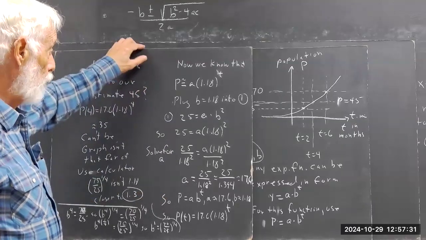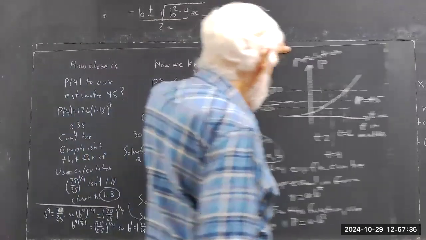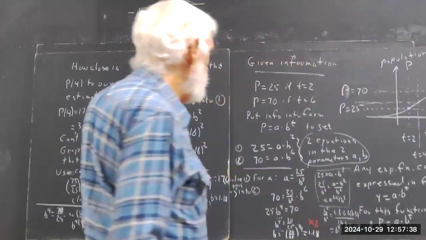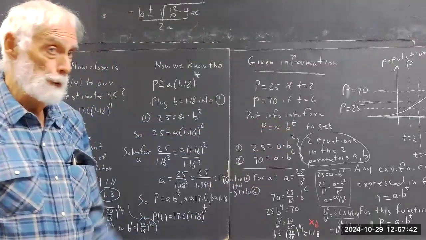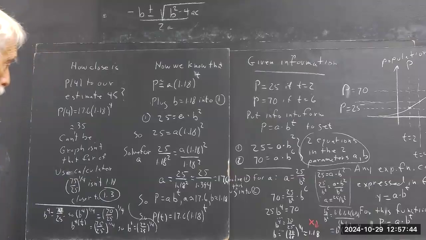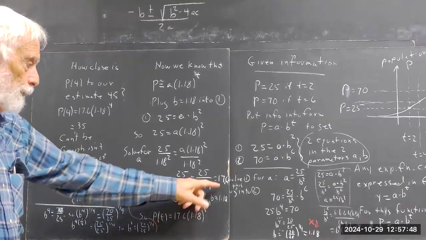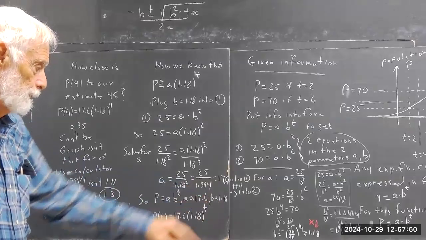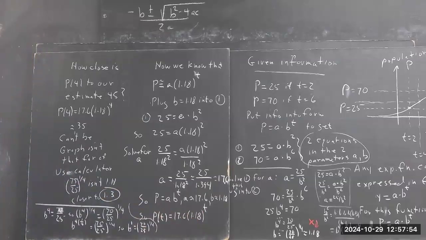Well, now we have the form A B to the T. P equals A B to the T, and we just solve for A, and we solve for B. Which tells us now that P being equal to A B to the T with A equal 17.6, B equals 1.18 is 17.6 times 1.18 to the T.